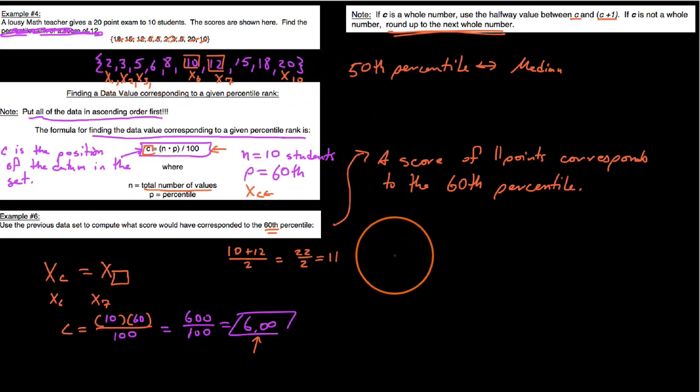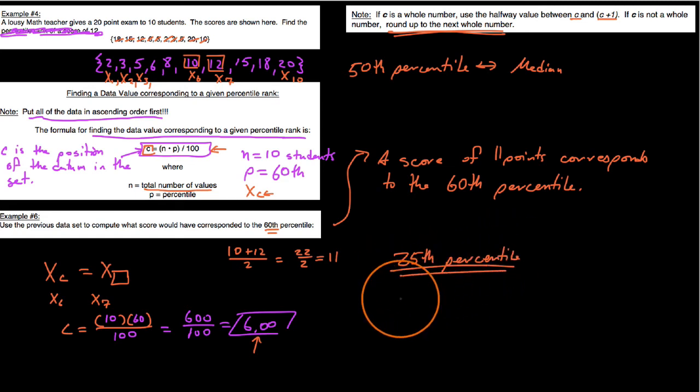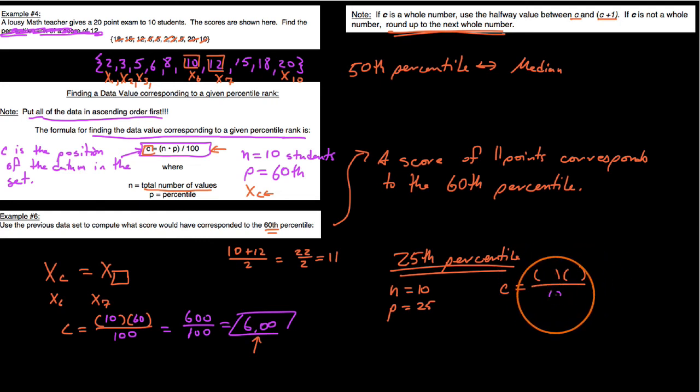So let's say I want the 25th percentile. Again, we can calculate this very easily. We have 10 data. We want the 25th percentile, so the position would be n times p over 100, where n is 10 and p is 25. So we end up with 250 over 100, and we get 2.50, 2.5.